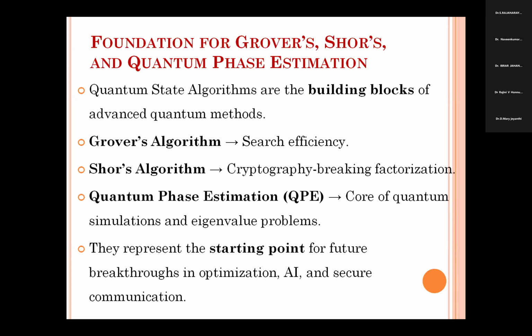Let us see this: foundations of Grover's, Shor's, and quantum phase estimation. These are the main quantum algorithms. Grover's, we know, is for searching. RSA and factorization problems can be solved by Shor's algorithm. Then quantum phase estimation is for core quantum simulations, and eigenvalue problems can be solved with it.